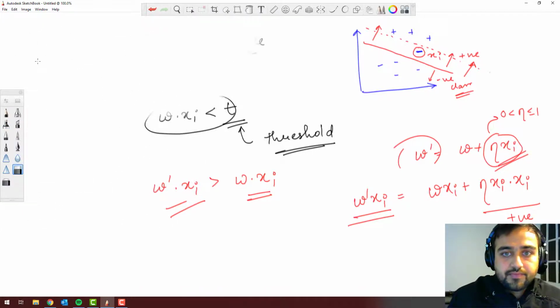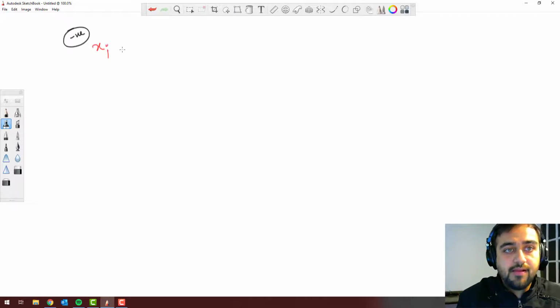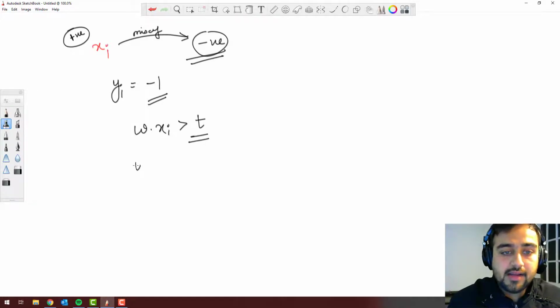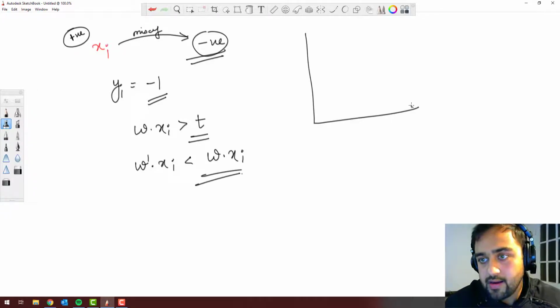Okay, let's take another example, where we have an example xj. It should have been a positive sample, but it is misclassified as a negative sample, right? If it is misclassified as a negative sample, that would mean our yi is equal to -1, and wxi would be greater than t. We would need a certain w dash such that w dash dot xi is less than wxi, because we need to push our boundary down.